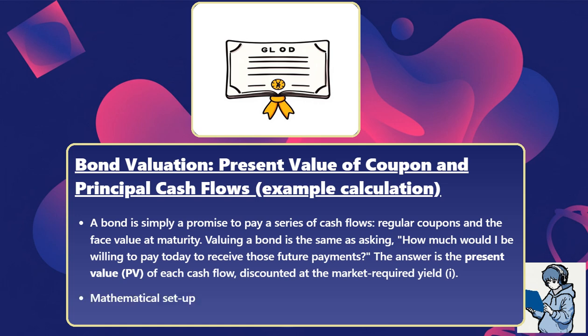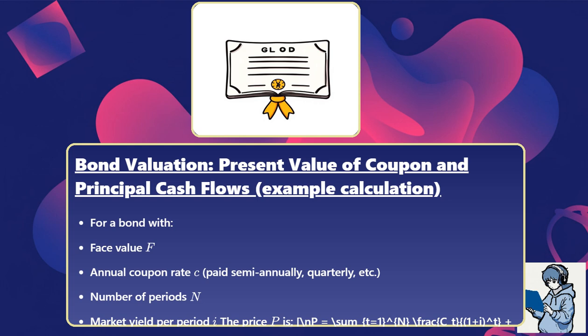Mathematical setup. For a bond with face value F, annual coupon rate C paid semi-annually, quarterly, etc., number of periods N, and market yield per period I, the price P is equal to the sum from T equals 1 to N of C_T divided by (1 plus I) to the T, plus F divided by (1 plus I) to the N. Here C_T is the coupon paid in period T. If coupons are level, C_T equals C times F divided by M, where M is the number of coupons per year.